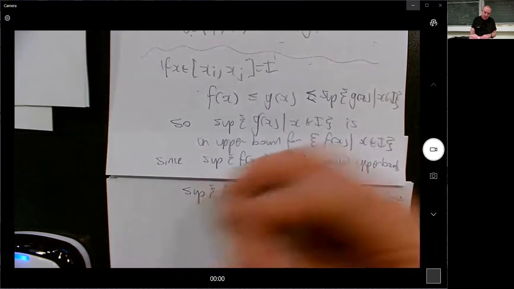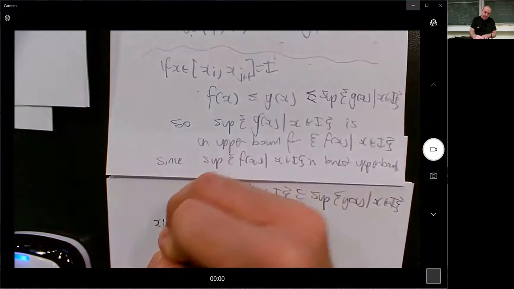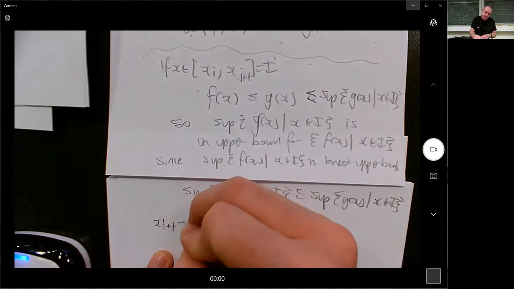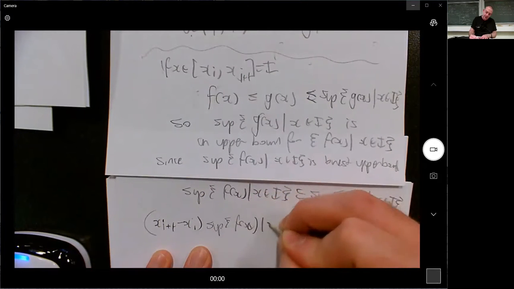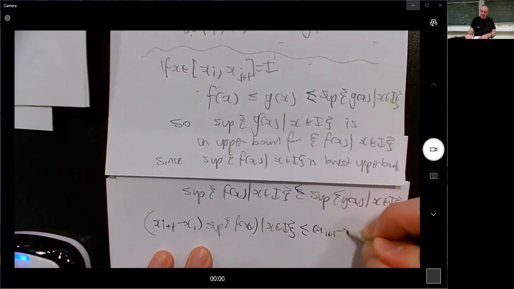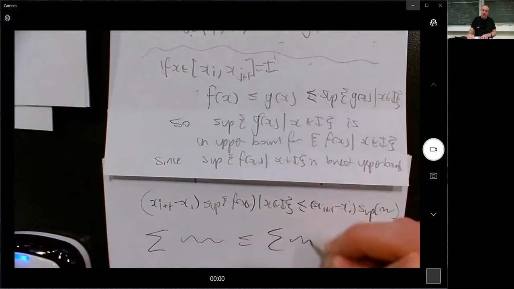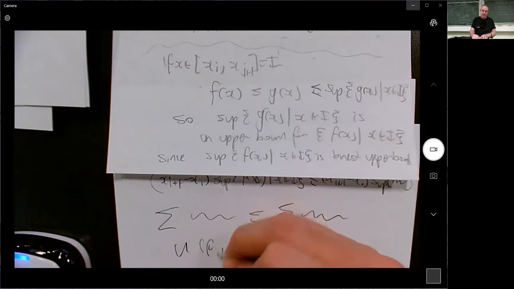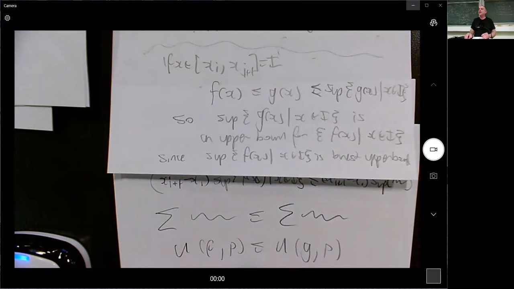So the finishing thing is, this is x_{i+1}. x_{i+1} minus x_i times the supremum of f of x such that x is in the interval is less than or equal to x_{i+1} minus x_i times the supremum of the g of x. And therefore the sum of all of these things has to be less than or equal to the sum of all of these things. And so therefore U(f,P) has to be less than or equal to U(g,P). That's so satisfying.